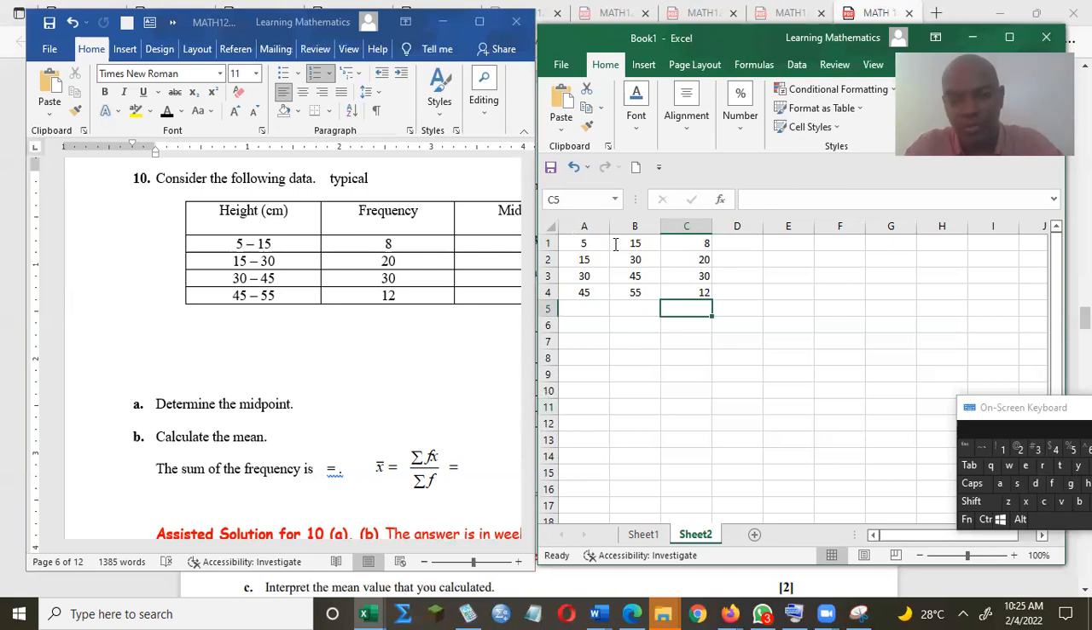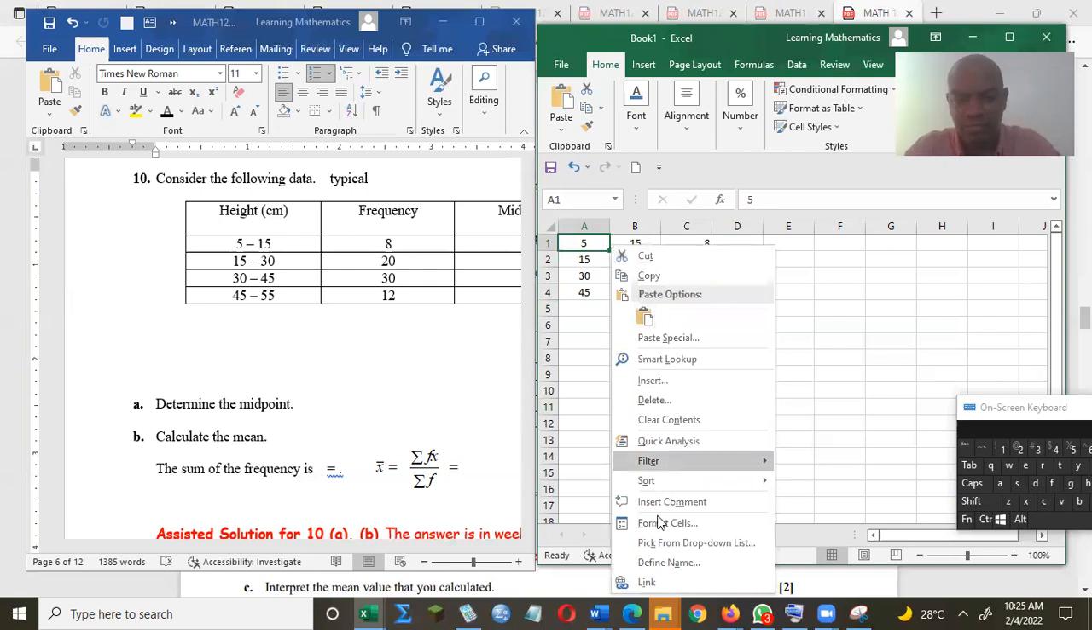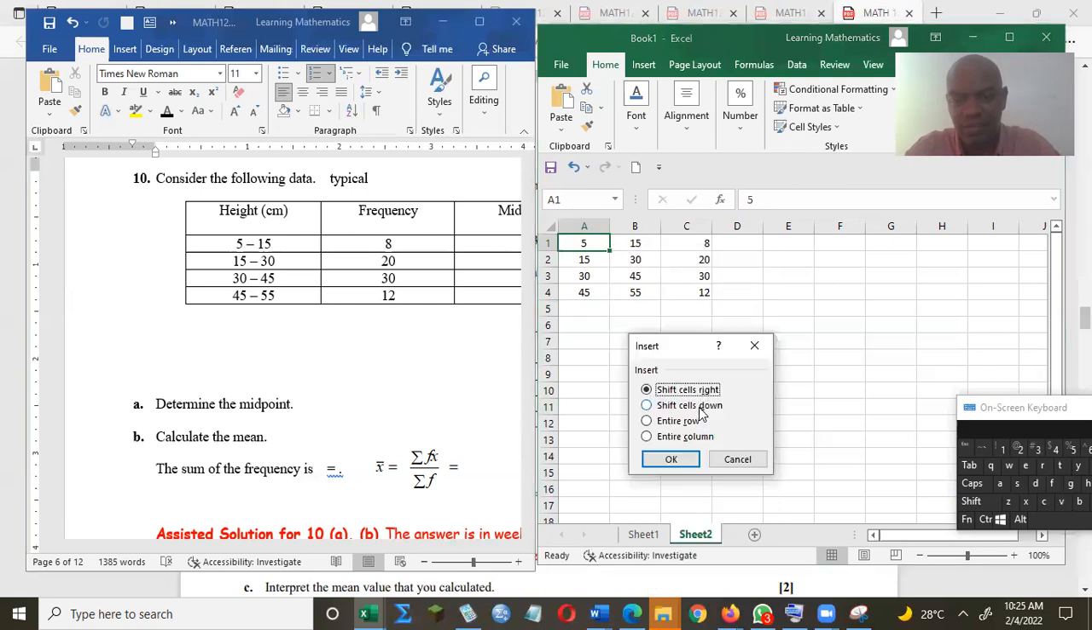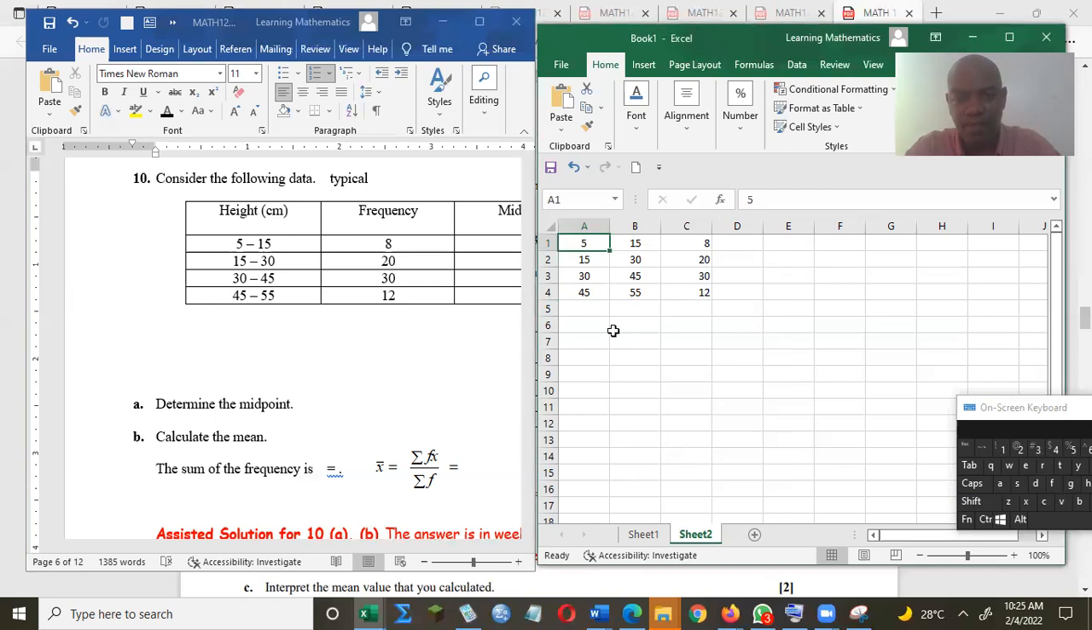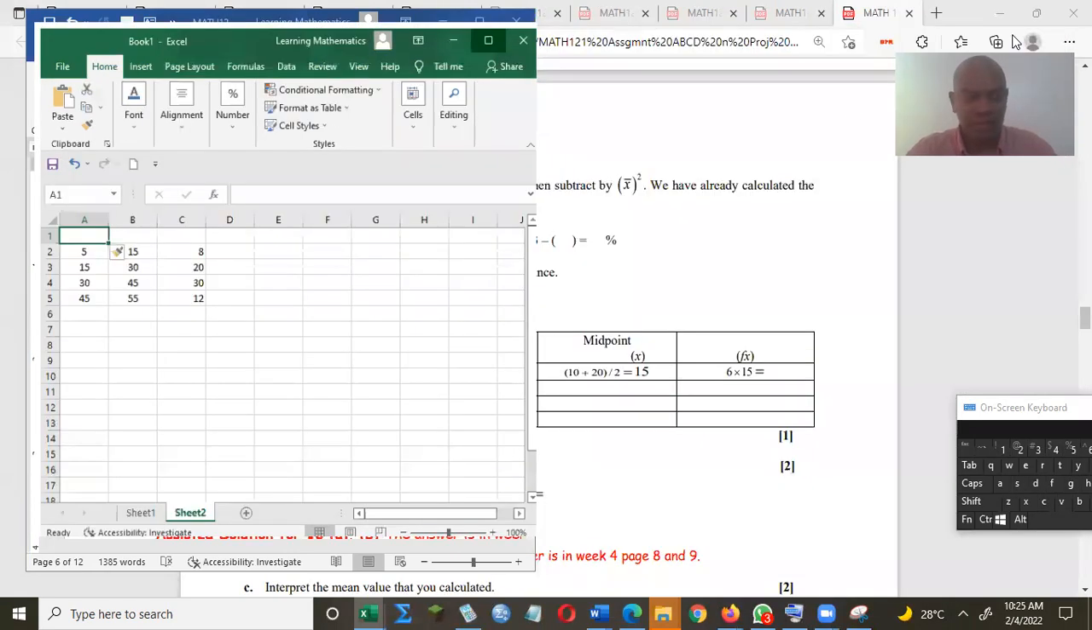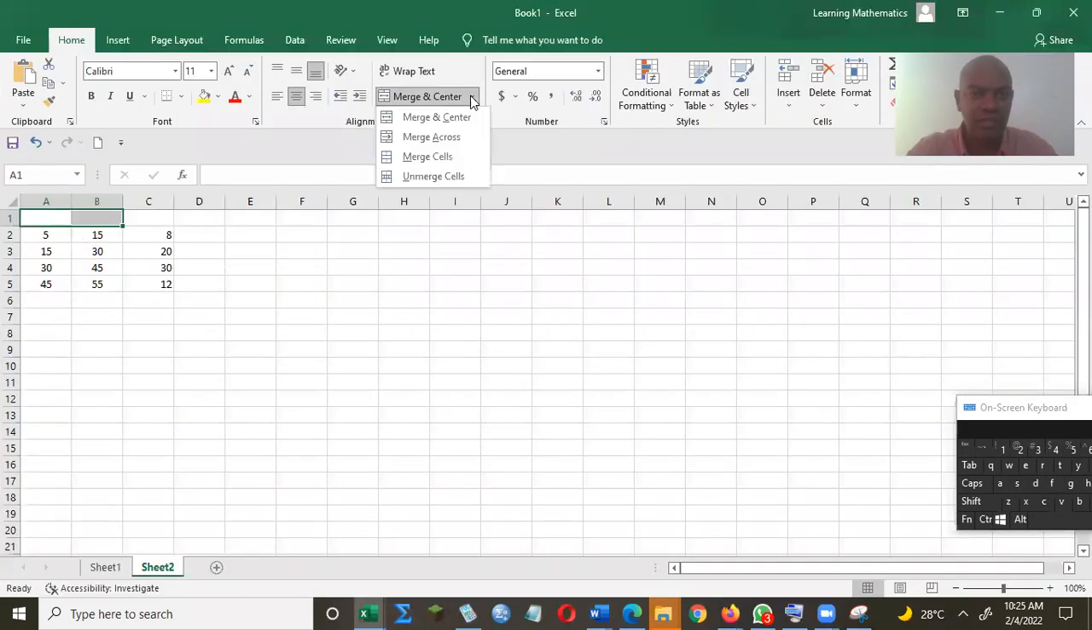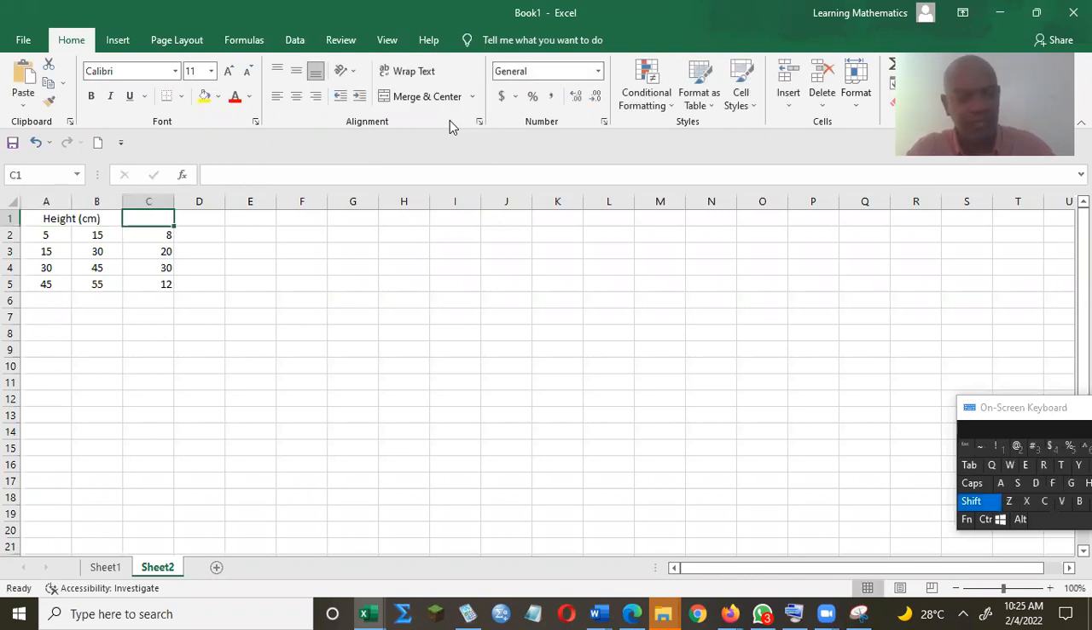What we can do also, we can just click on this, Shift F10 or right click, insert a row. So insert a row now. Merge those two cells. That's height in centimeters. That's frequency. That's midpoint.